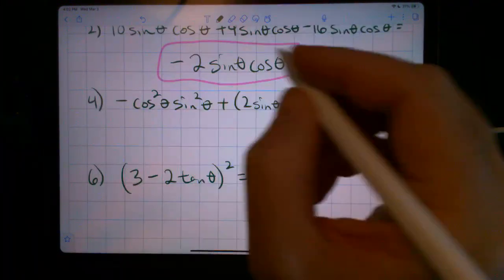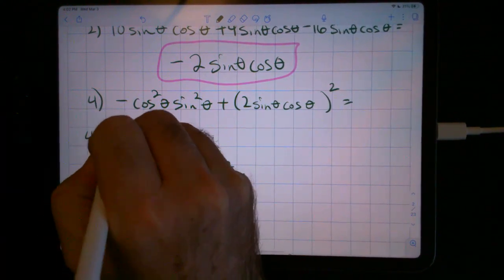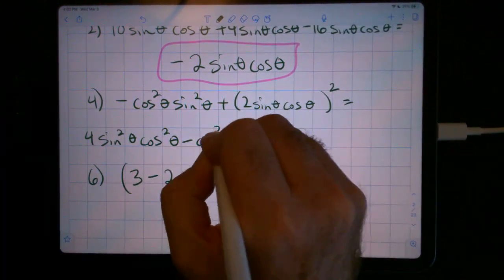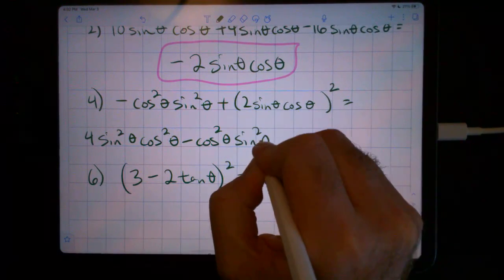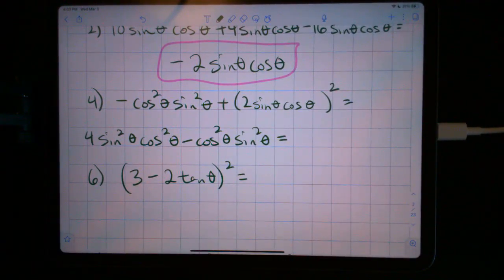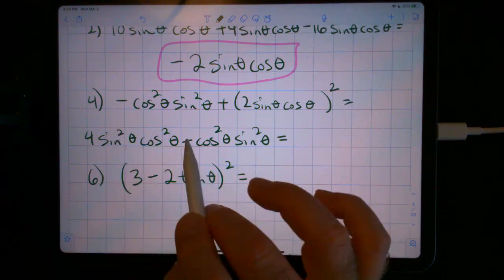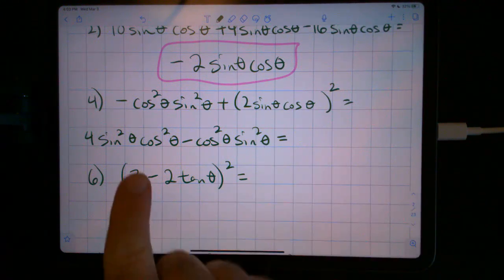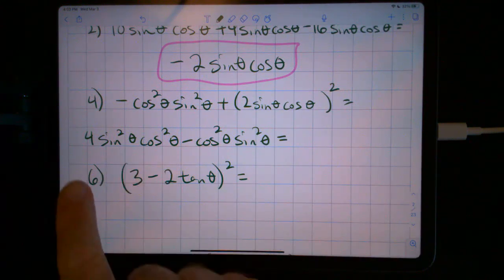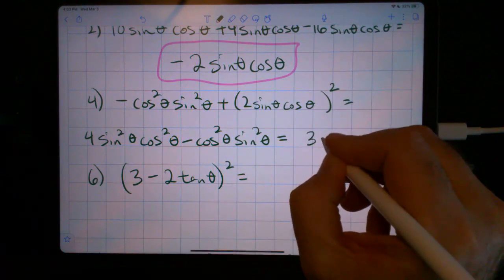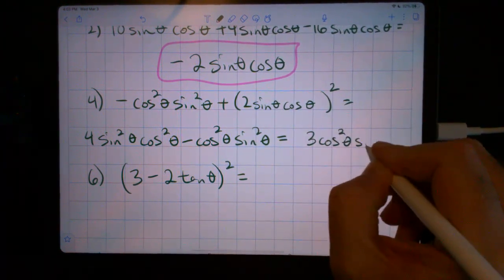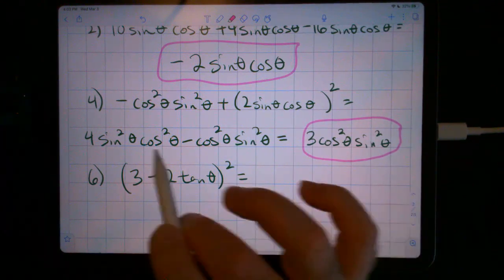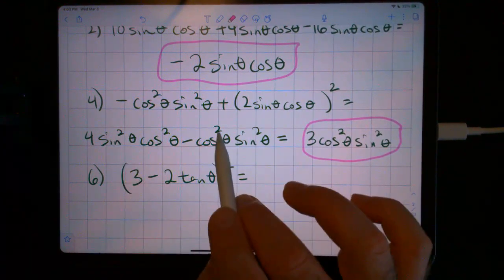Let me write this out. So we have 4 of this unknown minus 1 of the exact same unknown. Cosine squared times sine squared is the same thing as sine squared times cosine squared. And so 4 minus 1 is 3. This idea is like 3 times 4 is 4 times 3.